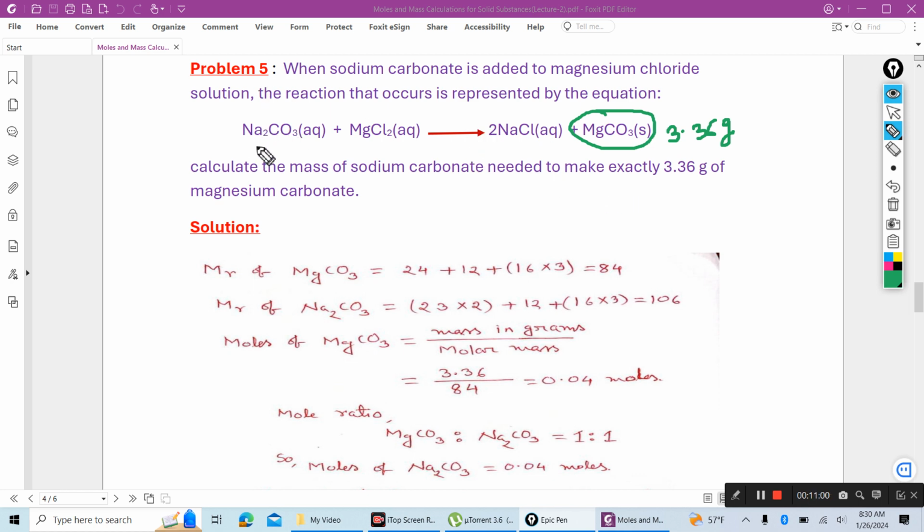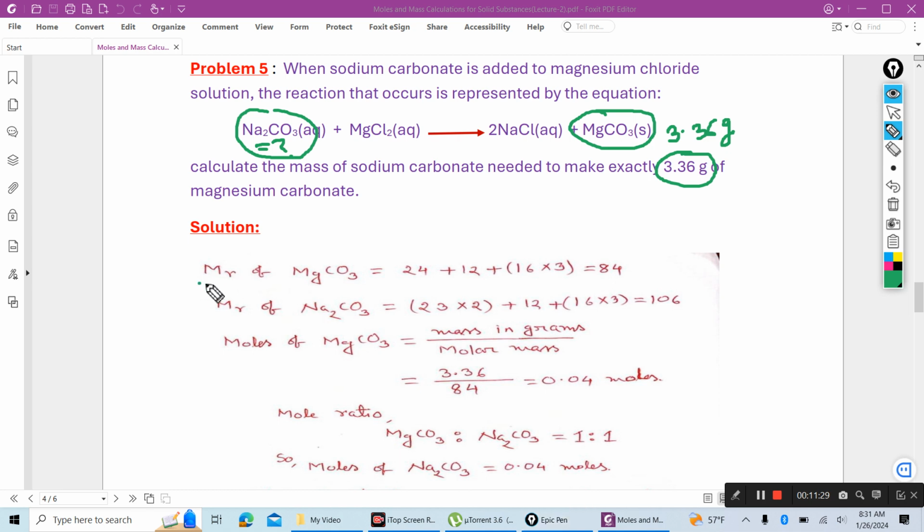Mass of sodium carbonate, what? This is the asking question. 3.36 gram magnesium carbonate. How much sodium carbonate is needed? As in question gram is given, so we will apply solid formula.